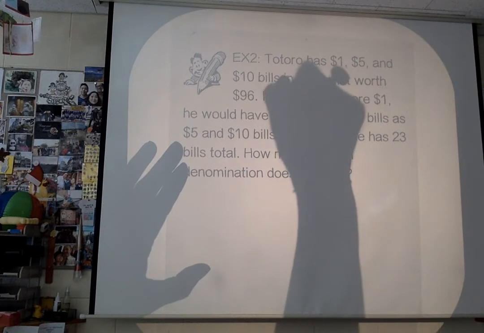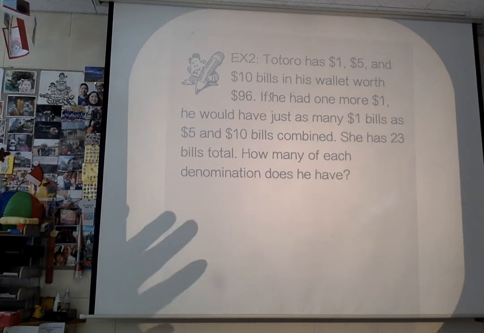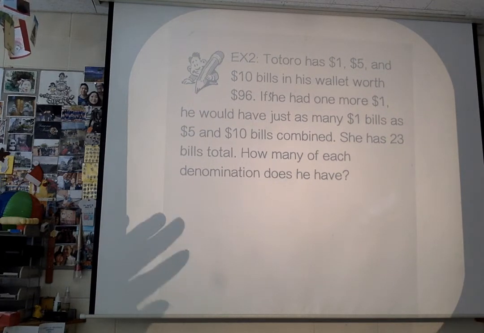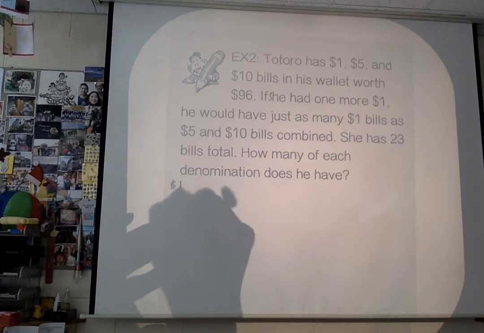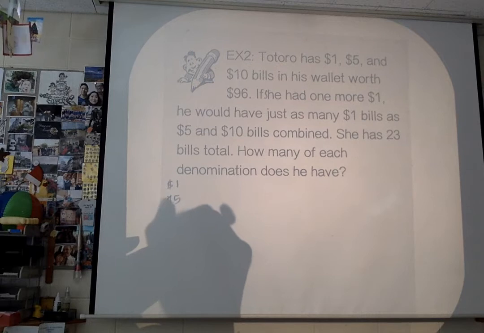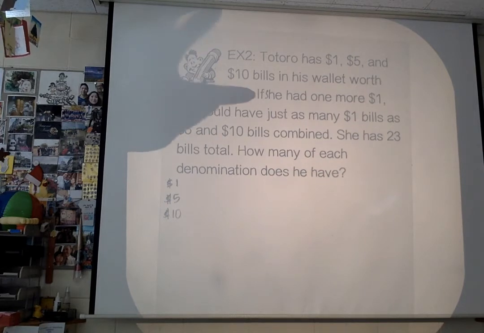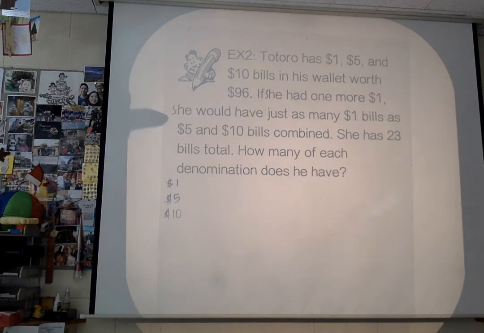And Totoro, did you guys know that Totoro is a girl? All right? Totoro has $1, $5, and $10 bills. You see that, you guys? That's how real life is too, right? We have $1 bills, $5 bills, $10 bills, okay? In her wallet, worth $96. Whoa, she's so rich. Now, if she had $1 more, she would have just as many $1 bills as $5 and $10 bills combined.